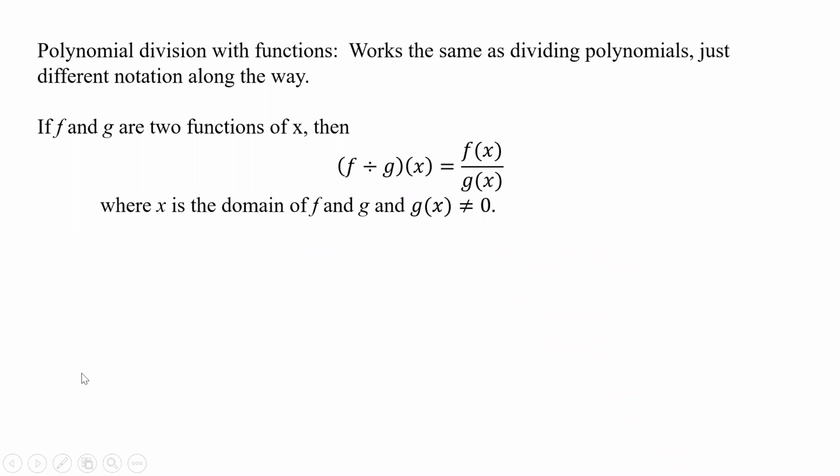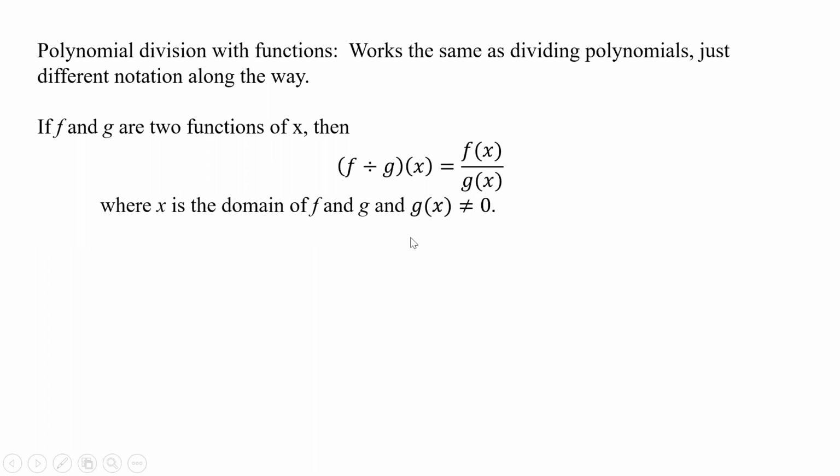So polynomial division with functions. So really it's going to work exactly the same as what we've been doing. We're just going to have different notation along the way. So basically, if we're going to have two functions, f and g, and we want to divide them, say we want to take f divided by g of x, that means we're just going to take our function f of x divided by our function g of x, and when we get that division, that'll be our answer. Now here, x is the domain of f and g, and we can't have g of x equal 0. So g of x cannot equal 0. So that's a stipulation there.